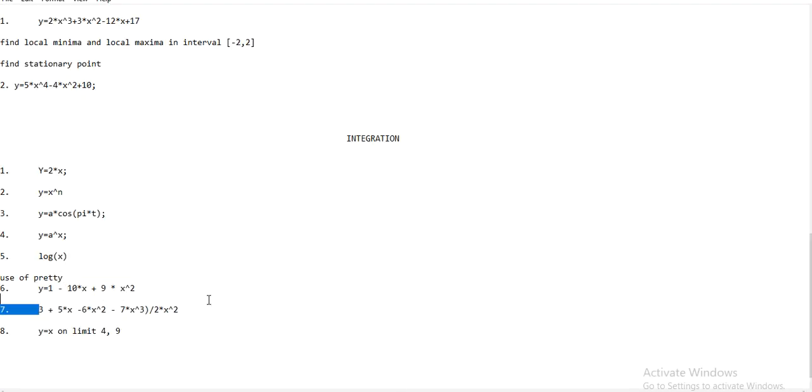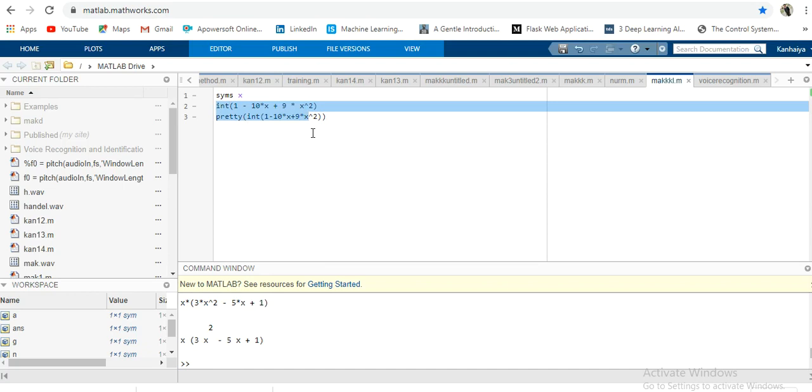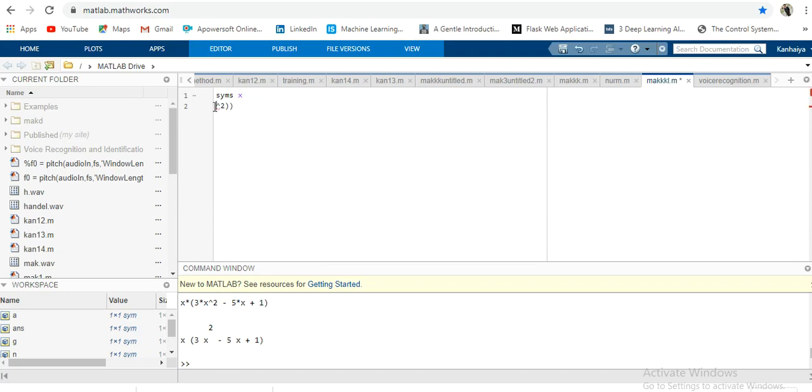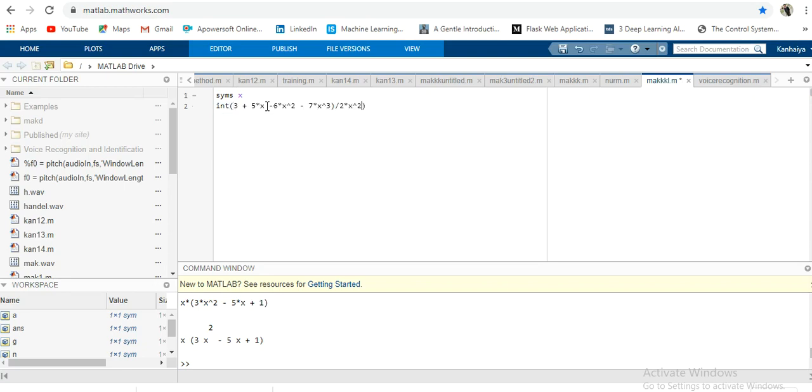Okay, now let's go for the next one. Now let's integrate this problem. It is looking a little bit complicated, but even so it is simple. No need to worry, because we are just giving the function and MATLAB is solving for us.